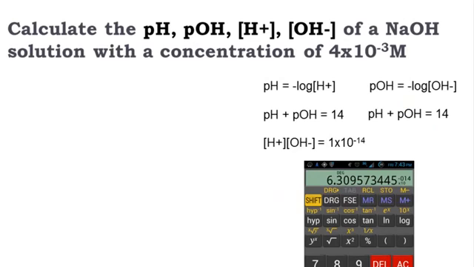So we're looking at two problems tonight. Problem number one asks us to calculate the pH, the pOH, the H plus, the OH minus concentration of a sodium hydroxide solution, and the sodium hydroxide solution has a molarity of 4 times 10 to the negative third. Kind of important for you guys is the formulas we'll be using tonight are the ones right there.